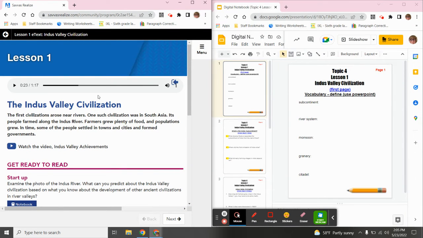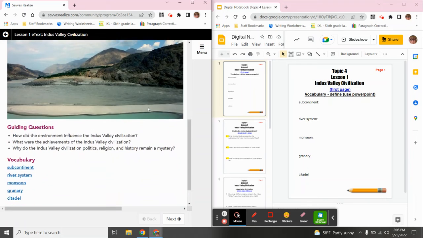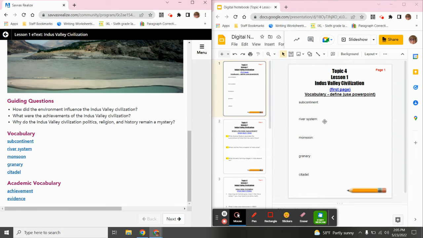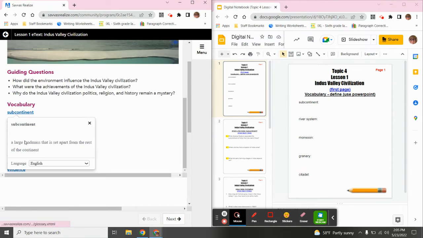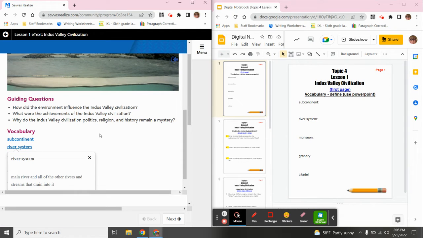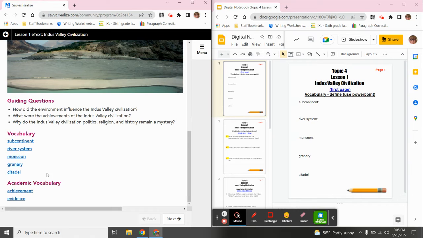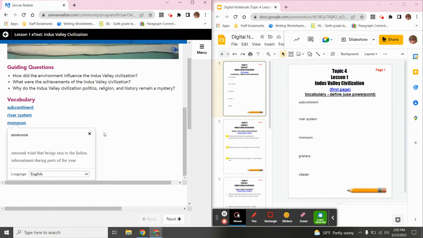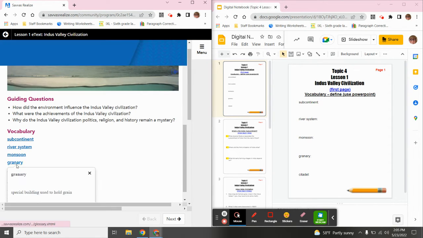All right, so at this time, please check out these 5 vocab words. You have subcontinent, a large landmass that is set apart from the rest of the continent. River system, main river and all of the other rivers and streams that drain into it. Monsoon, seasonal wind that brings rain to the Indian subcontinent during parts of the year. Granary, special building used to hold grain.